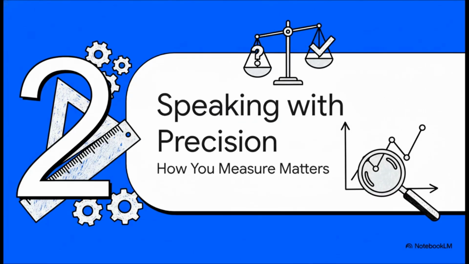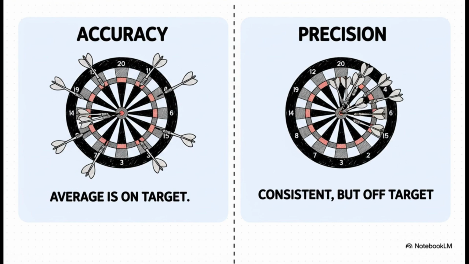Okay, so we've got our alphabet and we've got some basic words. But just like any language, you need grammar, right? You need rules. In science, that grammar is all about being precise and, honestly, being honest. It's not enough to just get a number, you have to communicate exactly how much you can actually trust that number. And this brings us to 2 of the most important and most confused words in all of measurement: accuracy and precision. Accuracy is all about hitting the right target. Precision, on the other hand, is about hitting the same spot over and over again, whether it's the right spot or not.